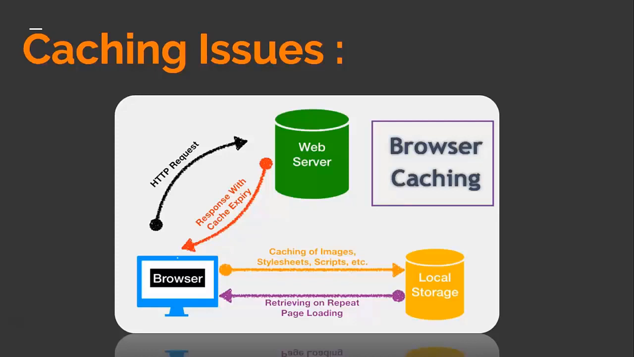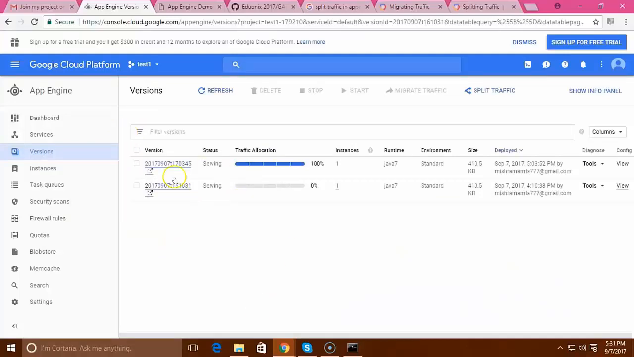So you can see this is my application which we have deployed onto your project test one on your Google Cloud Platform. And these are the two versions of the application we have, that is test one version one and test one version two. Now if I want to split the traffic between them, how are you going to do this?